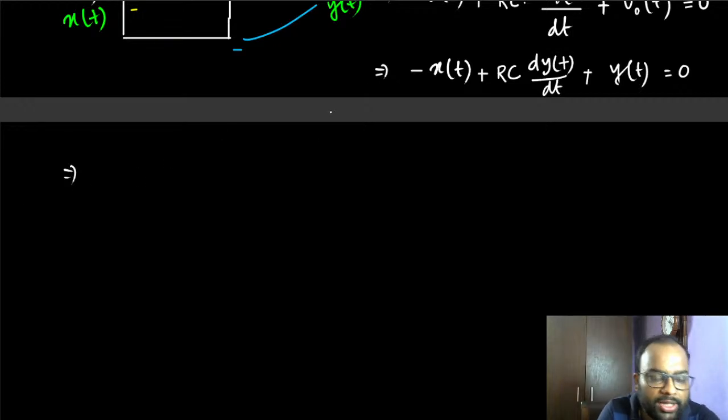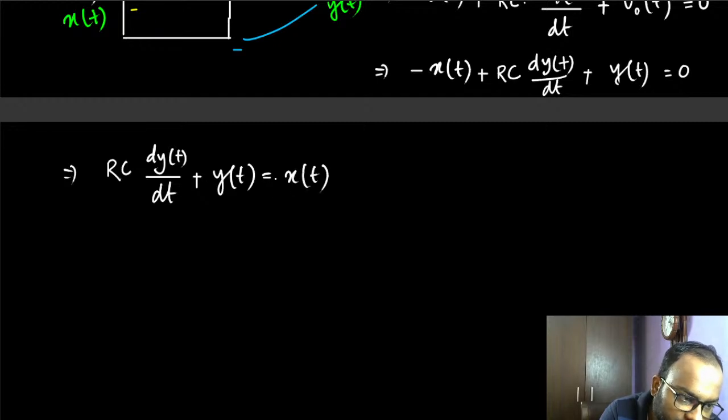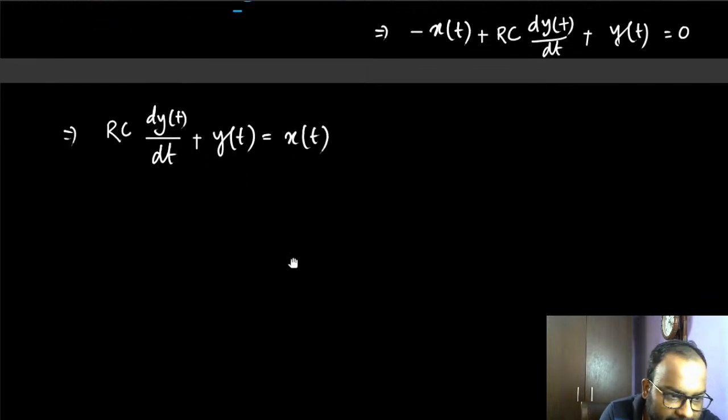And as such, we can take the input to the right hand side and bring all the outputs to the left hand side. So we have RC times the derivative of the output voltage plus y(t), and that's equal to x(t). So that's understandable.